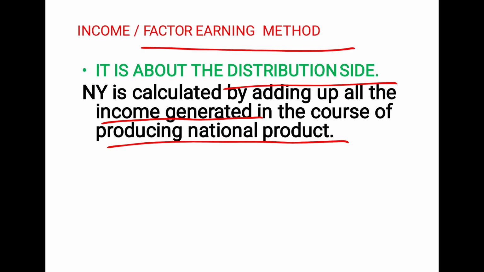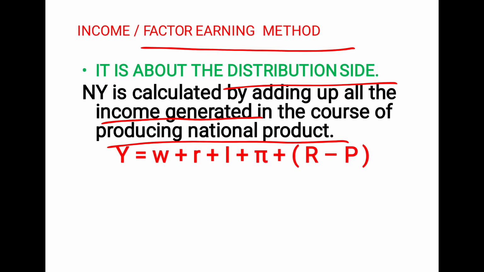If you want to calculate a product, you have to add up all the income that is generated in our country. So this is the formula for it: Y = W + R + I + π + (X − M). What does Y stand for? Generally in economics, Y stands for income. W stands for wages, R stands for rent, I stands for interest, π stands for profit, X stands for export and M stands for import.